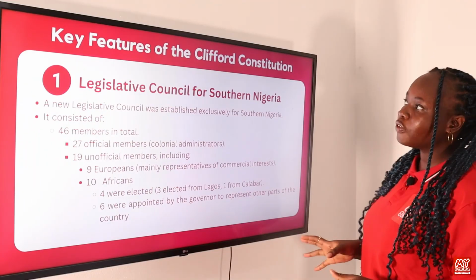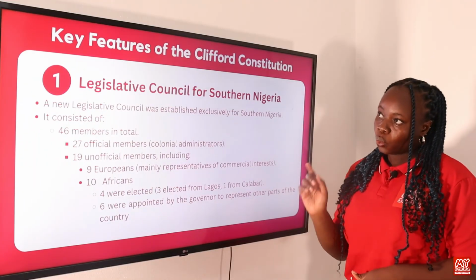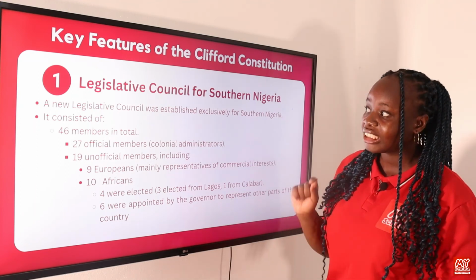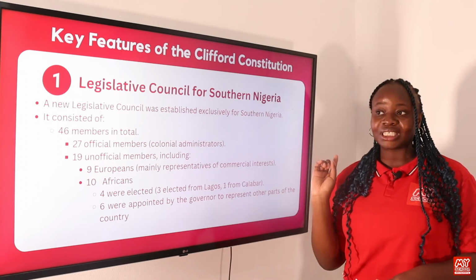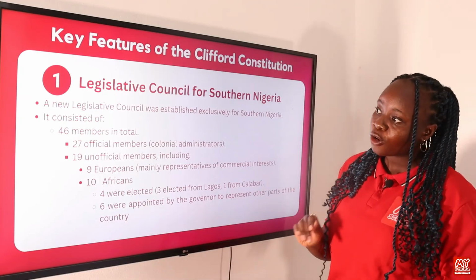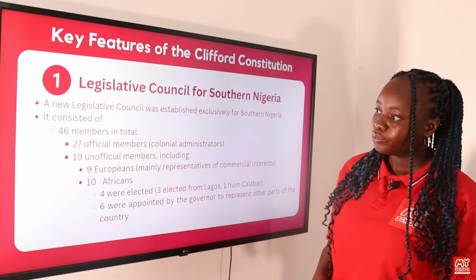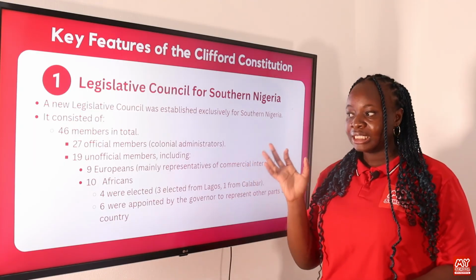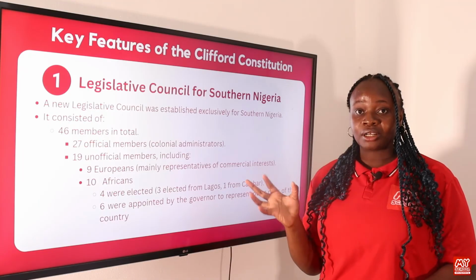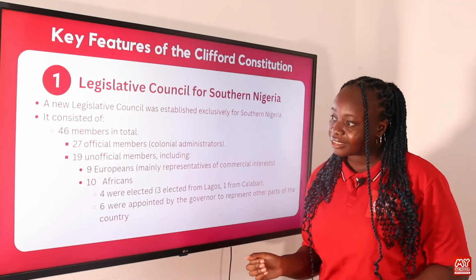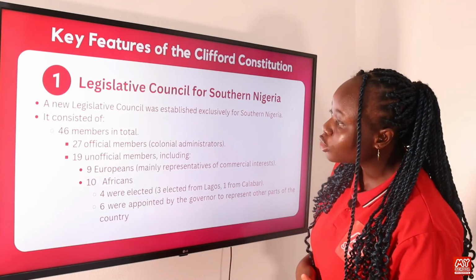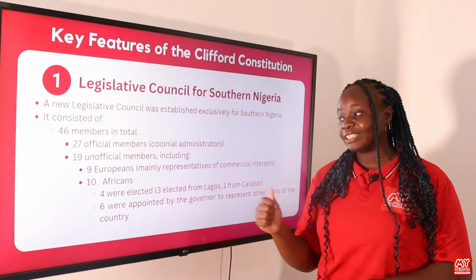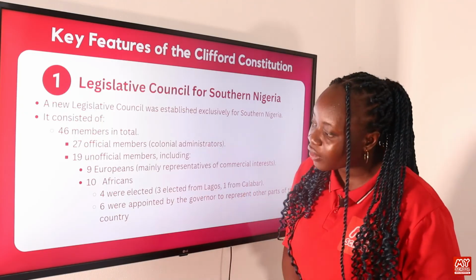All right, so what are the key features of the Clifford Constitution? One of the features is the Legislative Council for Southern Nigeria. A new Legislative Council was established exclusively for Southern Nigeria. It consisted of 46 members in total. 27 of them were official members and they were colonial administrators. That means they were European officials who had economic interest within that council. Then there were 19 unofficial members, including 9 Europeans who were mainly representatives of commercial interest, and 10 Africans.